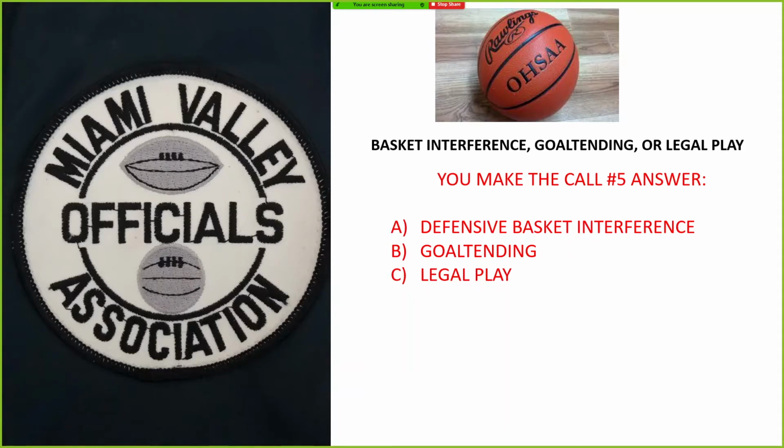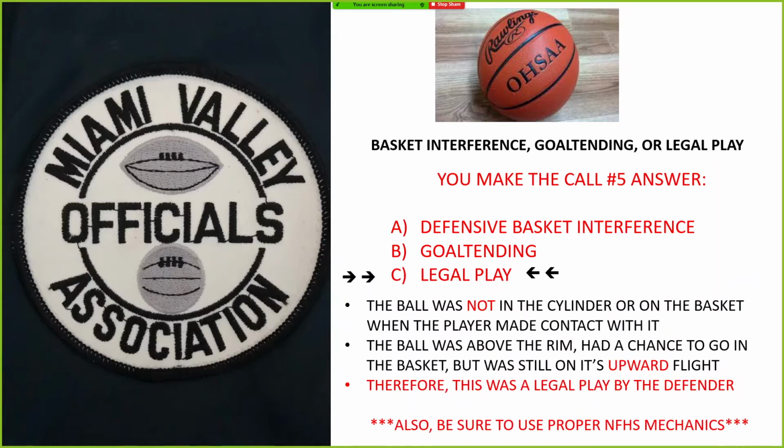Ruling. The answer here is C, legal play. The ball was not in the cylinder or on the basket when the player made contact with it. The ball was above the rim, had a chance to go in the basket, but was still on its upward flight. Therefore, this was a legal play by the defender.